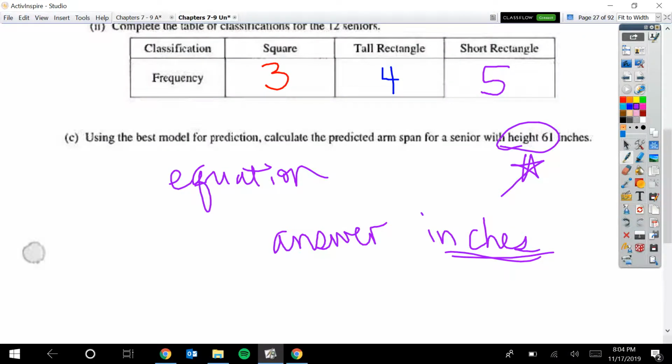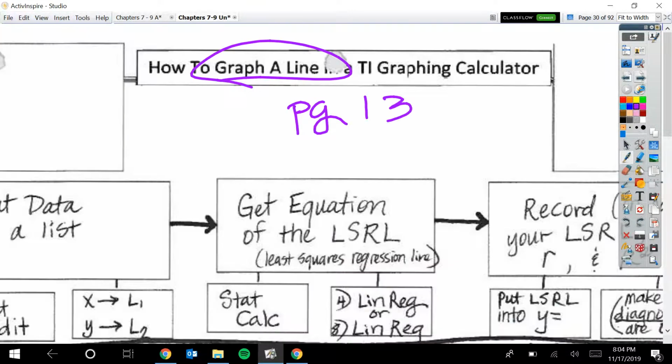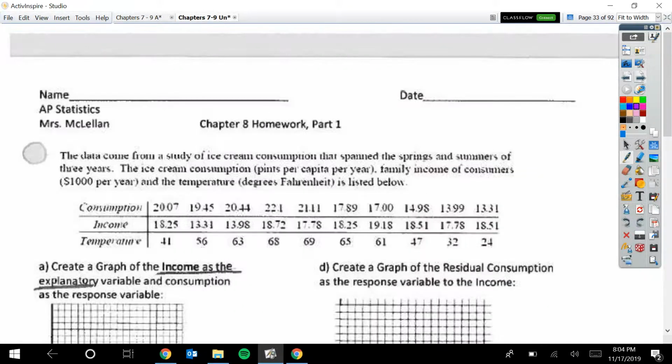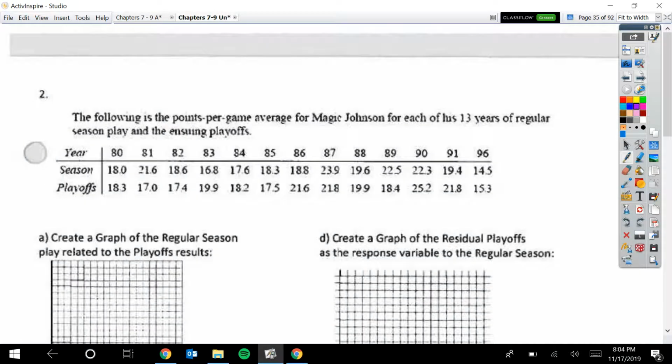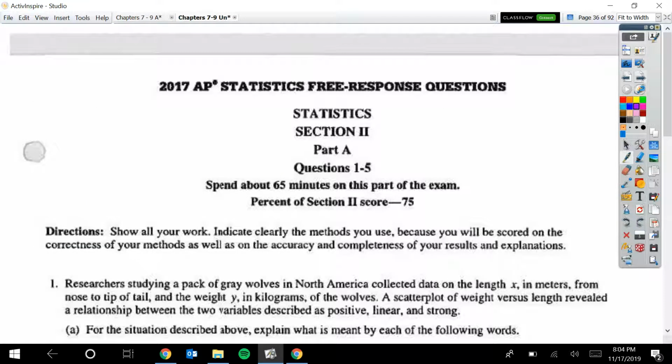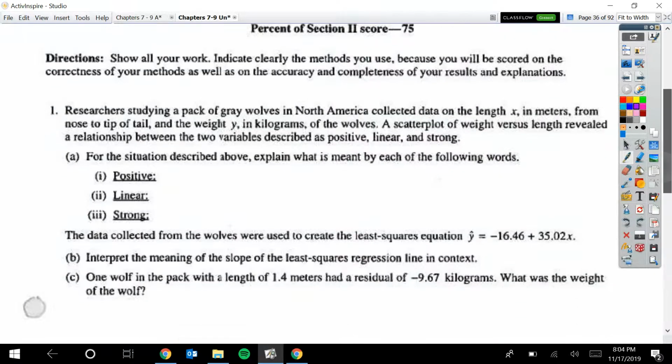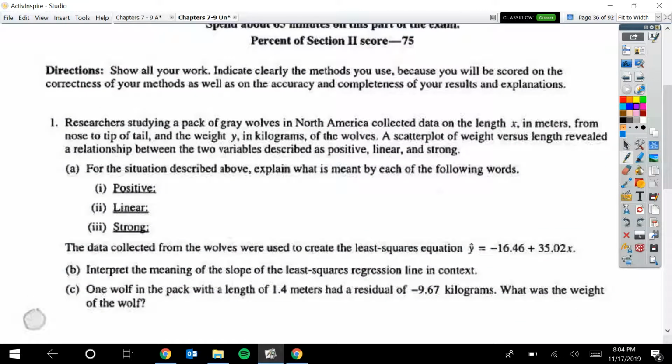All right, let's do one more, number 19 or page 19. Scoot on over there to this one. This one is where it's talking and asking you to, and we've got this situation with these wolves in North America, and we're talking about their length in meters and their weight in kilograms of these wolves.